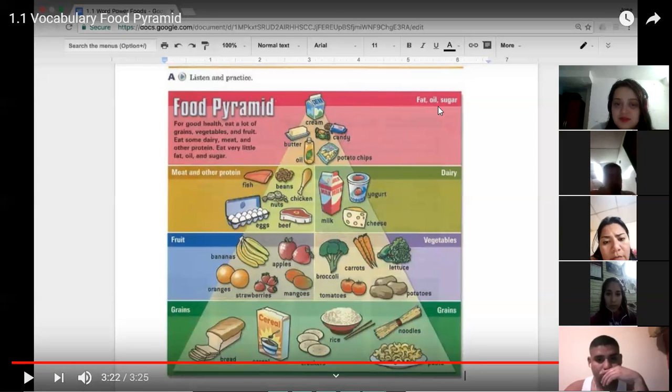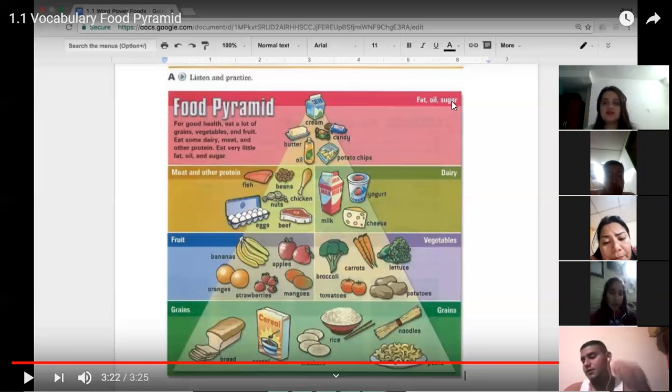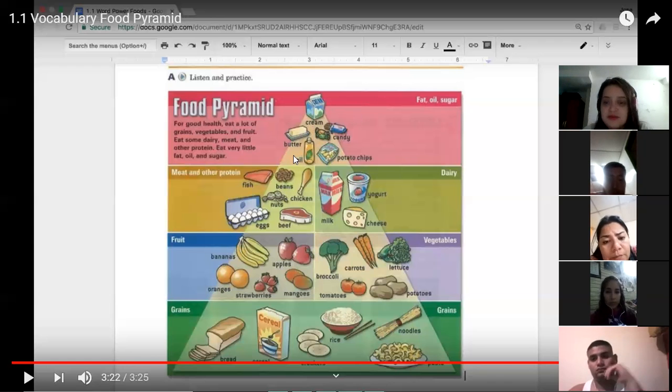Cream. Then we say fat. Fat. Oil. Sugar. Okay. Questions? No? Okay, fat is grasa.